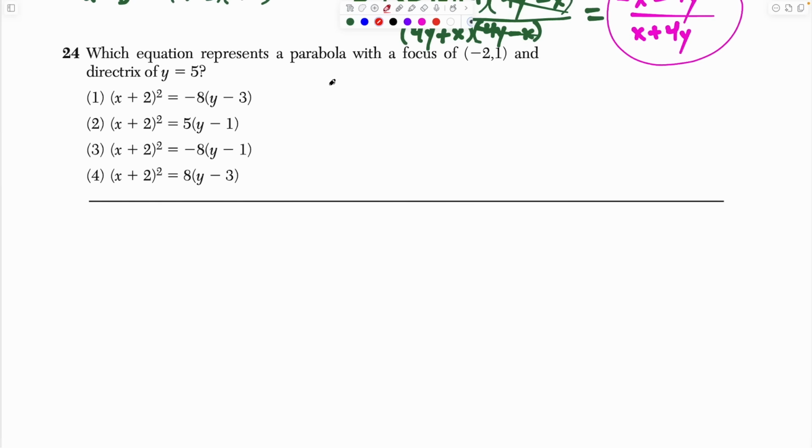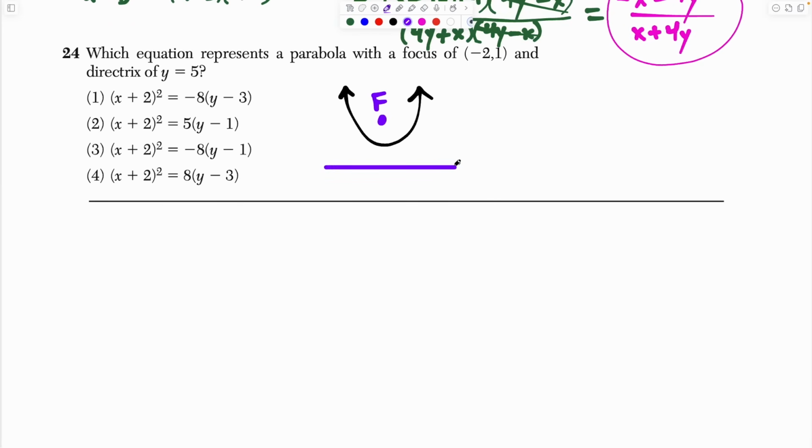Question 24, which equation represents a parabola with a focus of -2, 1 and a directrix of y equals 5? So for this one, what I like to think about is the concept of what a parabola is. So when I have a parabola, the focus is the point over here, and the directrix is a line underneath if I draw my parabola like this.